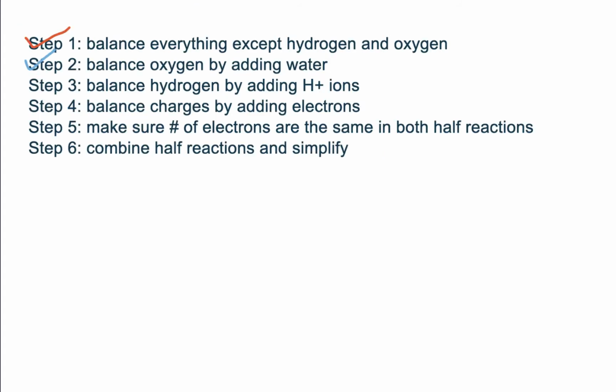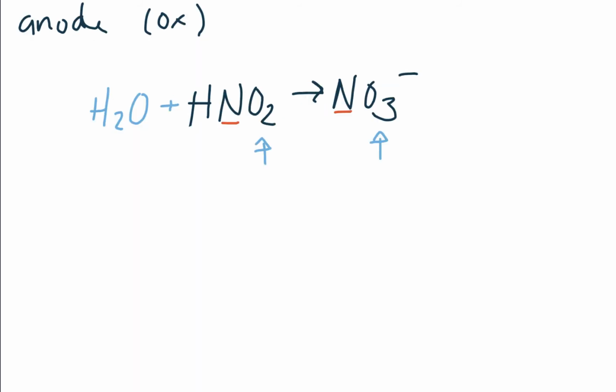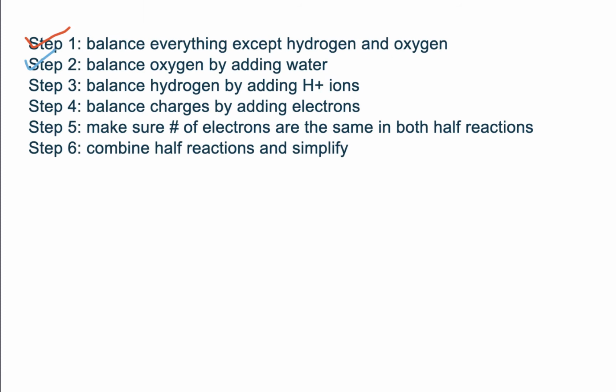Next up, balance the hydrogens by adding hydrogen ions. So we look at the total number of hydrogen on both sides. So I have 3 over here on the reactant side. I don't have any on the product side, which means I need to add 3 hydrogens over here. The only way to add hydrogen is by adding a hydrogen ion. Check. Moving on.